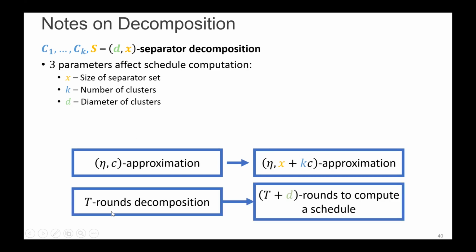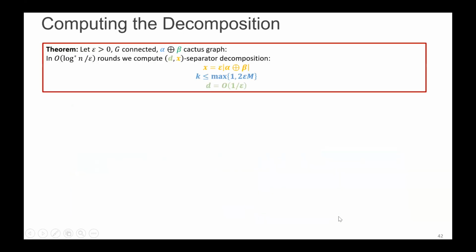runtime. So basically, the runtime of our local algorithm will be, if we take t rounds to compute the decomposition, and our diameter is d, then the whole algorithm in the local model takes t plus d rounds. So two of the parameters are concerned with the quality and the diameter of the clusters with the runtime to compute the schedule. What can we obtain now?